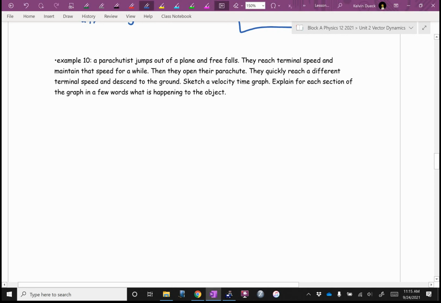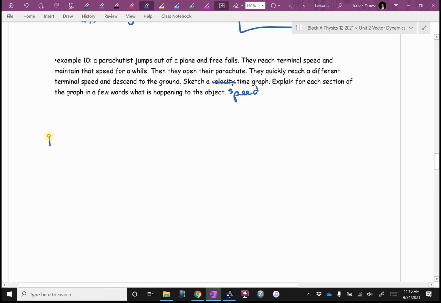Example 10, a parachutist jumps out of a plane and free falls. They reach terminal speed. We're going to call it speed, not velocity, because technically the velocity would be negative because we'd be pointing down all the time. And I want to draw positive values, so I'm just going to talk about the magnitude. They reach terminal speed. They maintain that speed for a while. Then they open their parachute. They quickly reach a different terminal speed, and they descend to the ground. Sketch not a velocity time graph, a speed time graph.